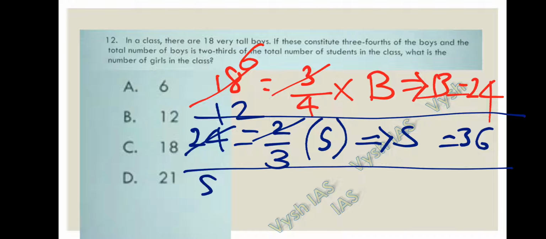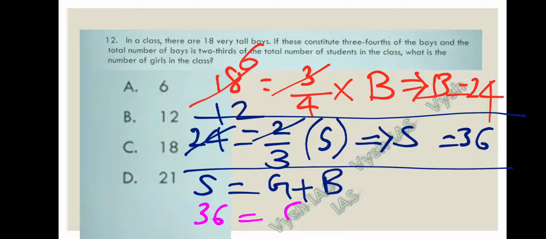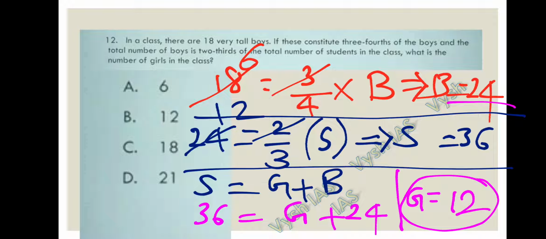So the total number of students is nothing but girls plus boys, right? If you substitute the values, the total number of students is 36. The number of girls we have to find. The number of boys we have got as 24. So G is nothing but 36 minus 24, that is 12. So there are 12 girls in the classroom. So 12 is the correct answer for question number 12.